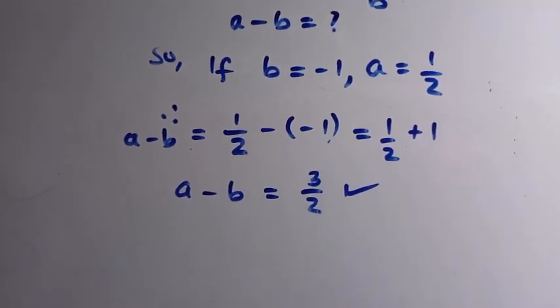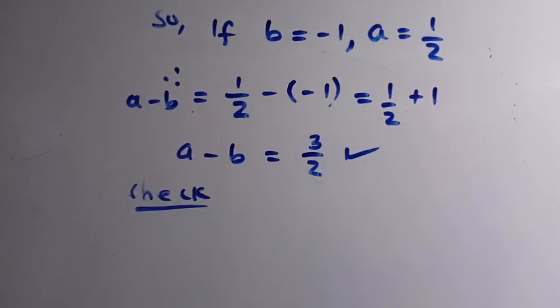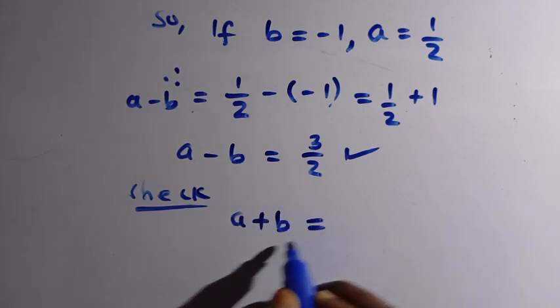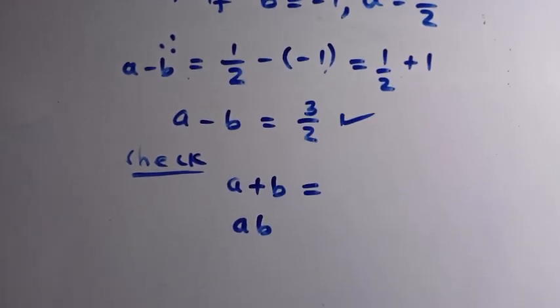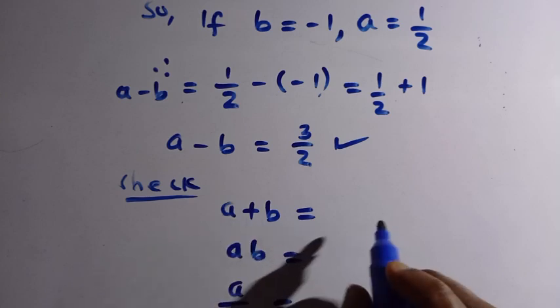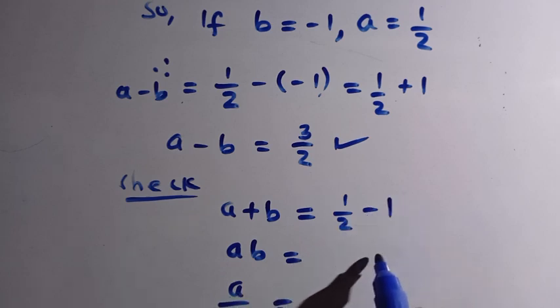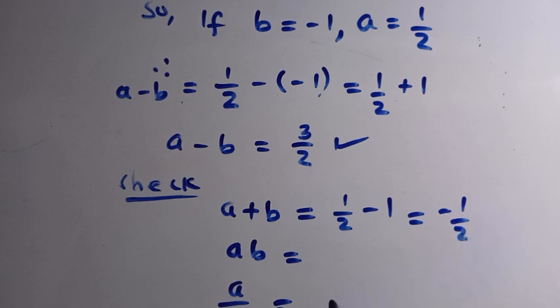And let's check for a plus b, ab and a divided by b. For the first one we have a plus b, the second one we have ab, while the third one we have a divided by b. Here when we substitute, our a is 1 over 2, and b is minus 1. So 1 over 2 minus 1 gives us minus 1 over 2. So this is what we get for the first one.